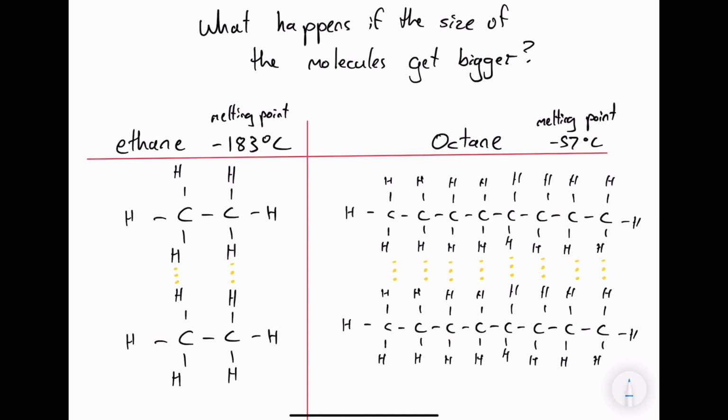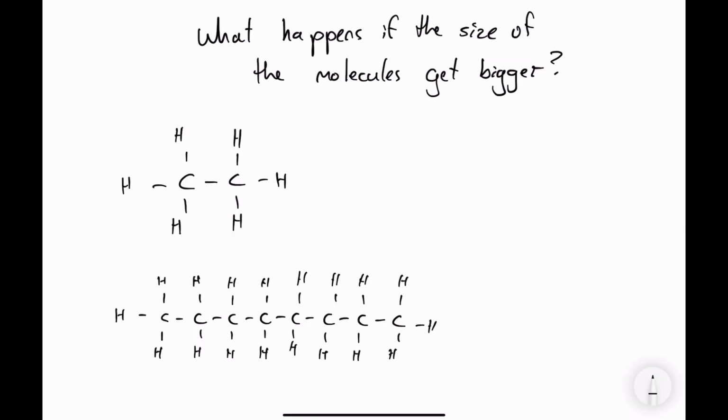If you look at the intermolecular forces of attraction between octane molecules, they're much stronger compared to that of ethane. Therefore, octane has a higher melting point of minus 57 degrees Celsius compared to the minus 183 degrees Celsius melting point of ethane, because the molecules of octane will require more energy to overcome the intermolecular forces of attraction between them compared to ethane. Generally, as the size of the molecule increases, so does the melting point and the boiling point.